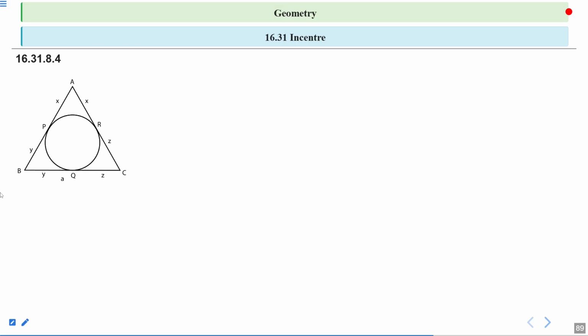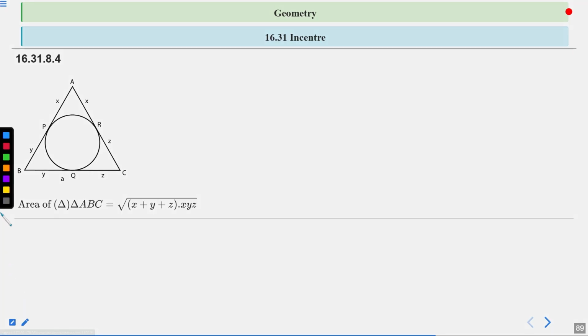In a triangle there is an incircle. So the area of triangle ABC, when the lengths of the tangents are x, y, z, these are the parts, so we can say that it will become under root x plus y plus z into x into y into z. We get the area of triangle ABC.